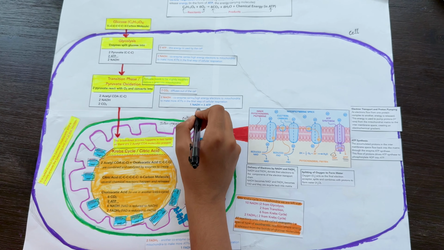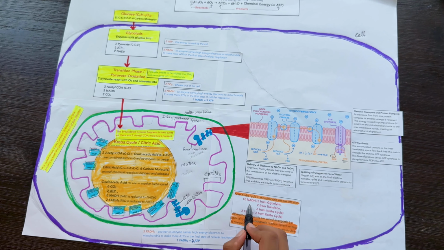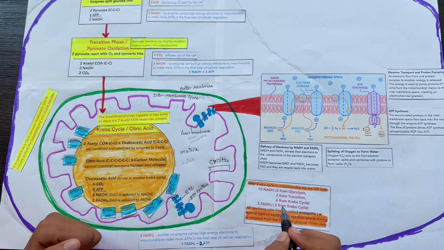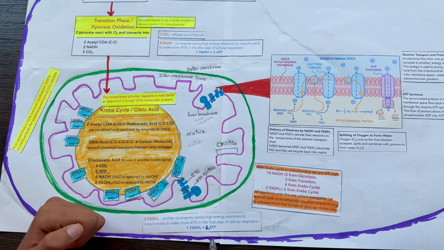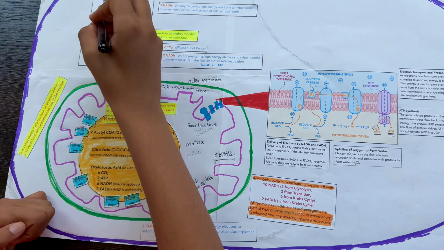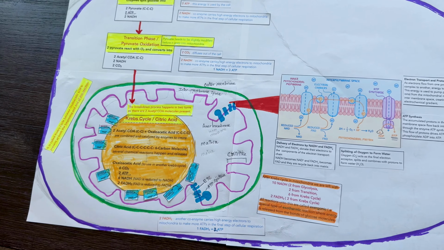So one NADH creates 3 ATP, and since in the end we have around 10 NADH, that creates 30, and since at the end we have 2 FADH from the Krebs cycle, that creates 4 ATP. So 30 plus 4 plus 2 plus 2 creates 38 ATP in total.